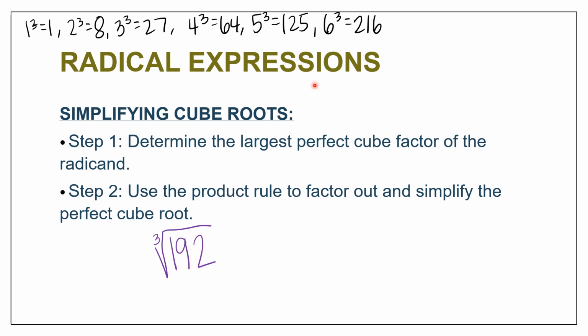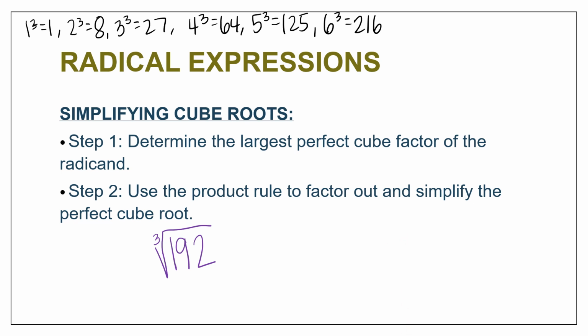Since we are supposed to be determining the largest perfect cube, it might be a good idea to start with the bigger ones and work down. 216, of course, cannot be a factor of 192. 125 is too big as well, but you could check that on your calculator: 192 divided by 125 is 1.536, not a whole number. Moving on down the line, 64, let's check that. 192 divided by 64, bam, that's 3. Perfect.